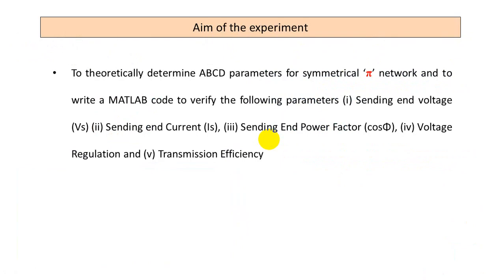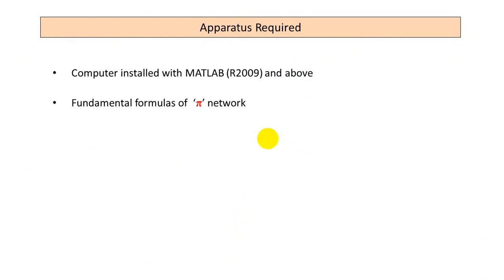Yes, this is what I was telling about, the aim of the experiment. You are going to determine ABCD parameters for a pi type transmission line network, and you are going to identify the parameters: sending end voltage, sending end current, power factor, voltage regulation, and transmission efficiency. This is the aim of the experiment. And the basic fundamental requirement for this experiment is that you have to be strong in the fundamental formulas of your pi network. What is the formula for A, what is the formula for B, what is the formula for C, all these formulas are derived. Since we don't have time to explain the derivation, we are just stating the formulas exactly as we have them.